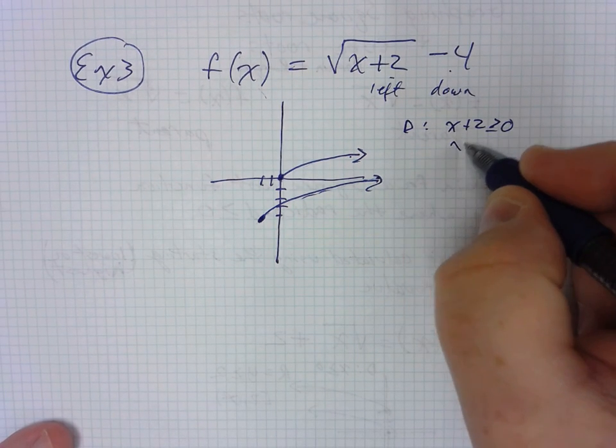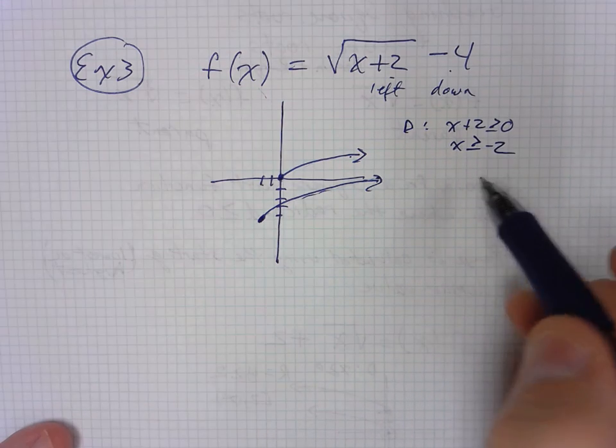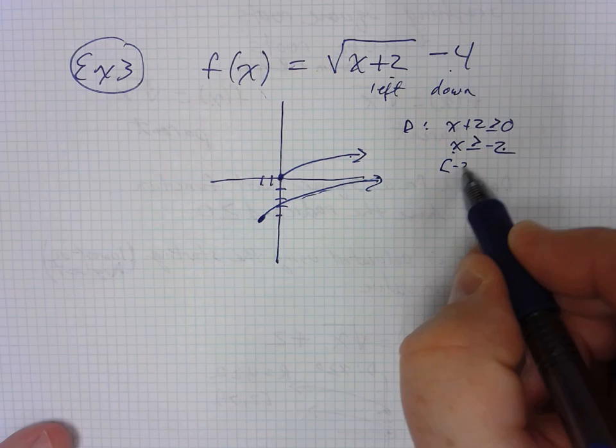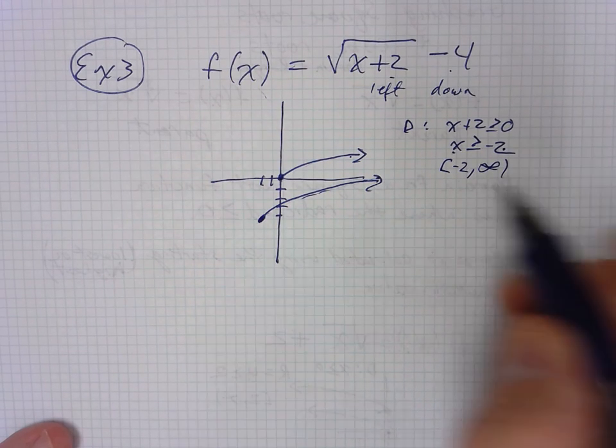Okay, so the domain again, domain is going to be wherever x plus 2 is greater than or equal to 0. So when I solve that for x, I get x is greater than or equal to negative 2. So all values of x greater than or equal to negative 2, so I can write that as negative 2 through positive infinity.